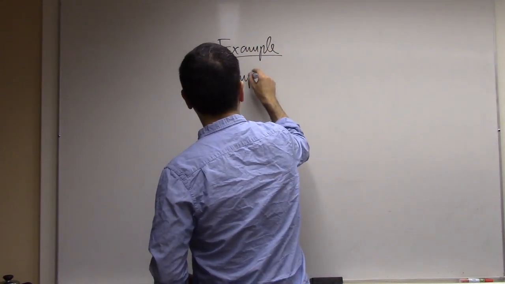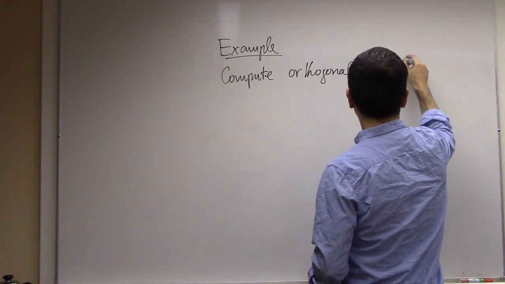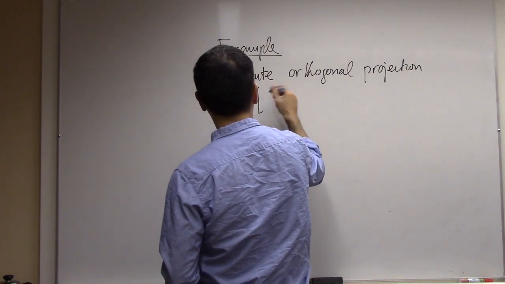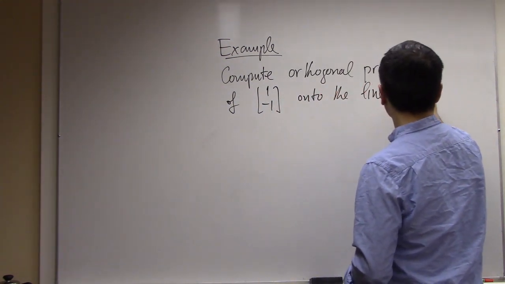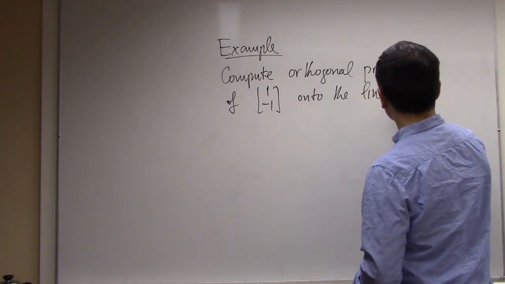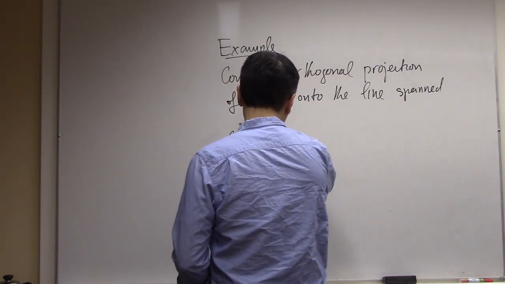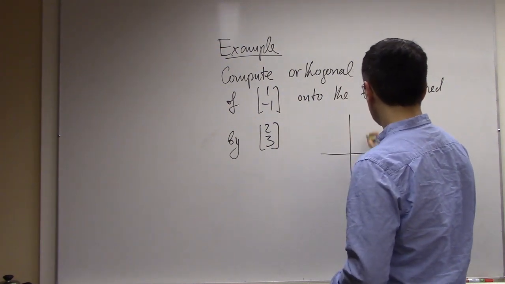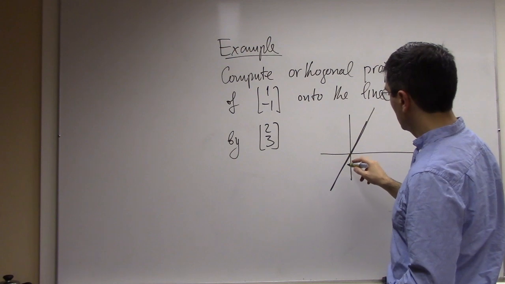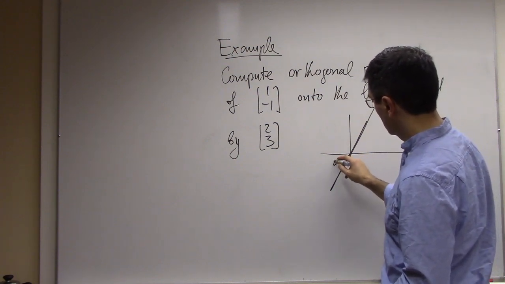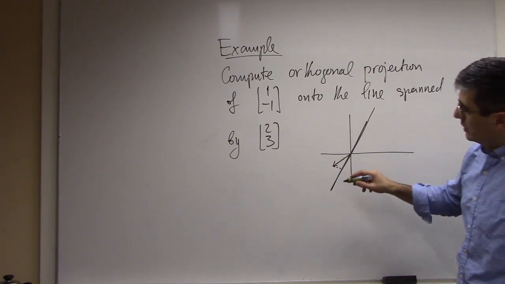Example: compute the orthogonal projection of, say, (1, -1) onto the line spanned by, say, (2, 3). Okay, (2, 3) is a vector, and (1, -1) is this vector. And what we want to compute is the orthogonal projection here.